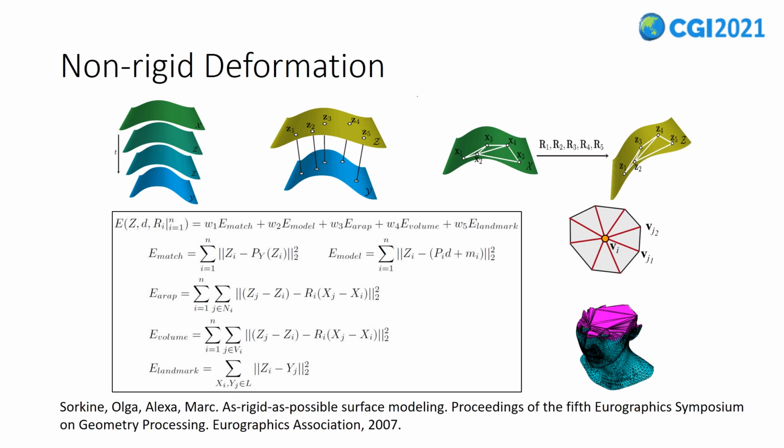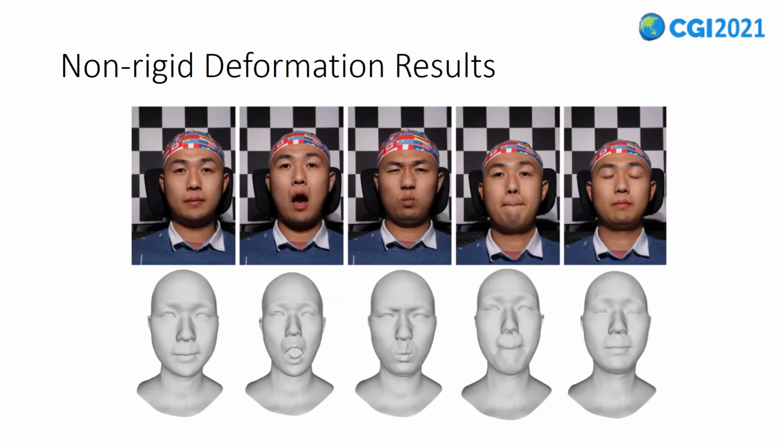The tetrahedral mesh is generated using the open-source software TetGen. The total energy function is optimized iteratively. Firstly, given the initial guess Z, the local rotations are estimated. Then, the new positions are obtained by fixing the rotation. Further optimization is performed by repeating the above 2 steps until convergence. This figure shows the non-rigid deformation results of different expressions.